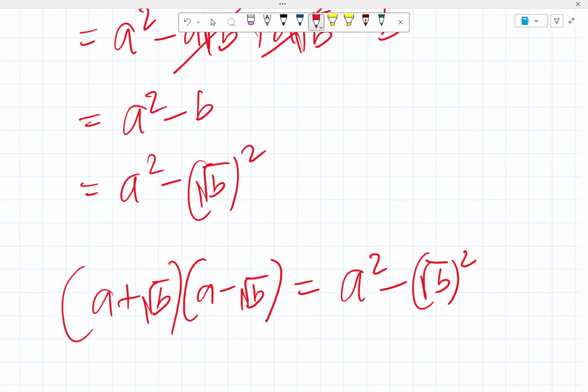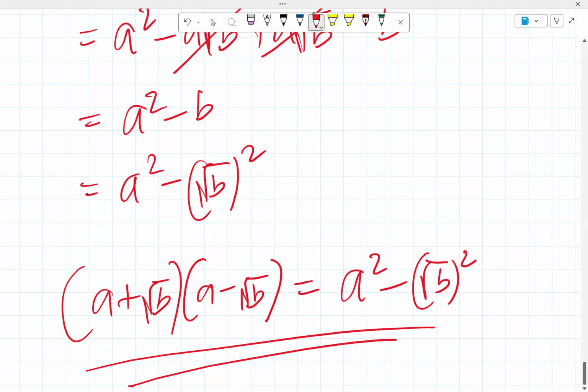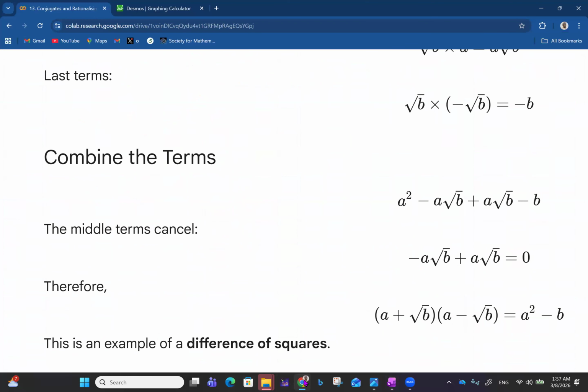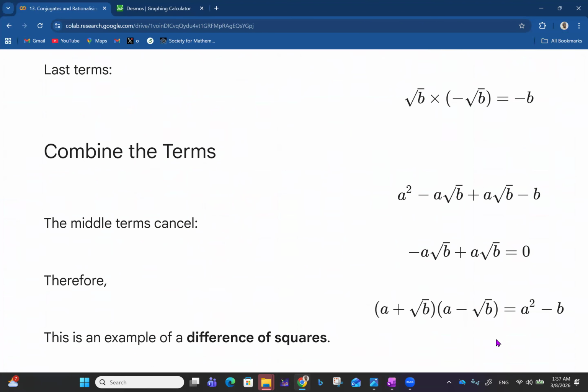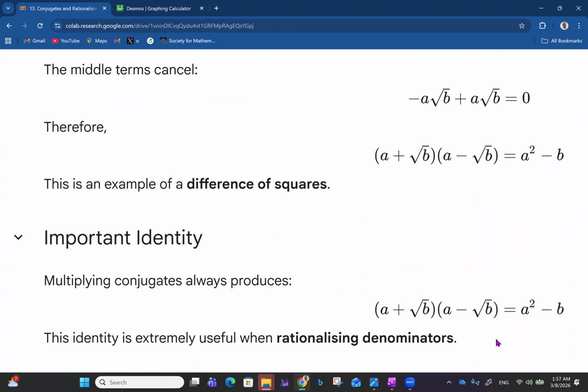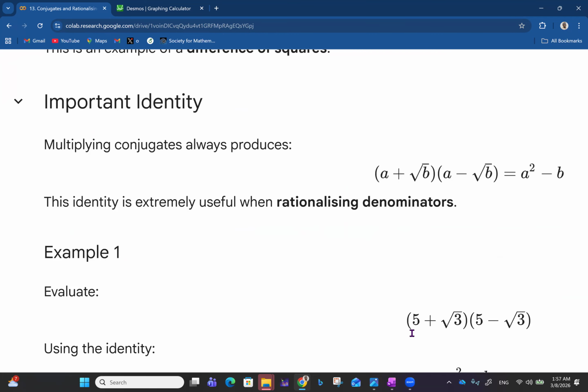And that's the whole idea of difference of two squares, which helps us to simplify these kinds of expressions with binomial terms in the denominator. So we now have this important identity: when you multiply conjugates, a plus root b into a minus root b, it always produces a squared minus b. And this b is technically root b all squared. So this identity is extremely useful when rationalizing denominators, and that's what we use in this case.